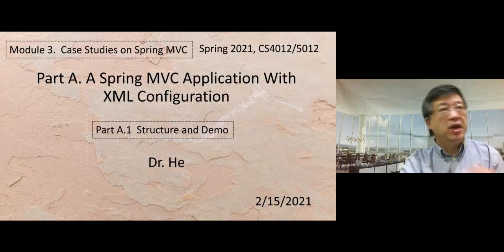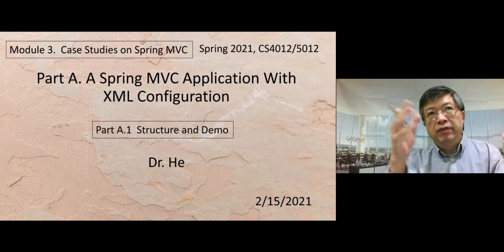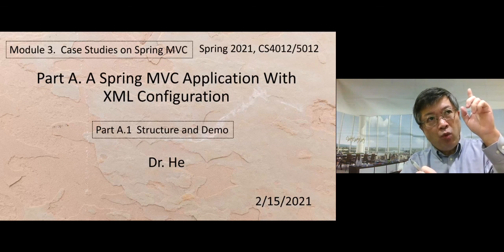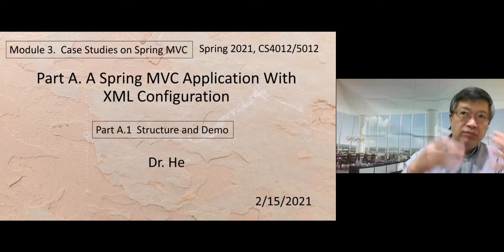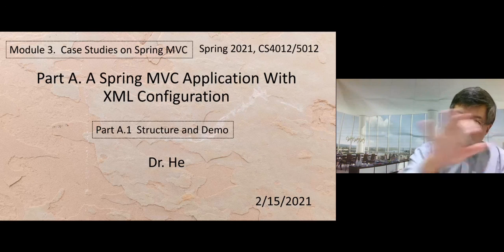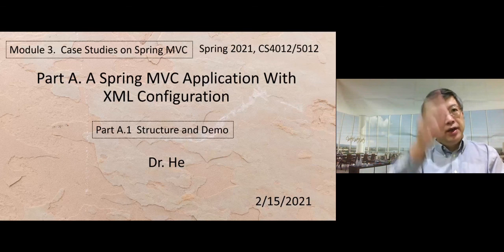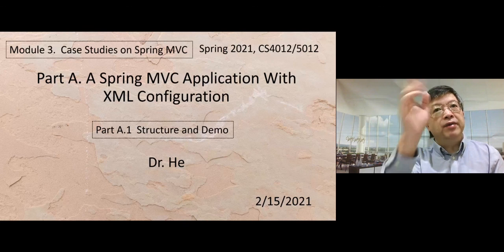So why the old version? Because you need some hands-on experience. Otherwise, when you jump to the current version, your background may not be that solid. So I want to use one part, Part 1, to give you some low-level hands-on experience. All right, Part A, a Spring MVC application with XML configuration.